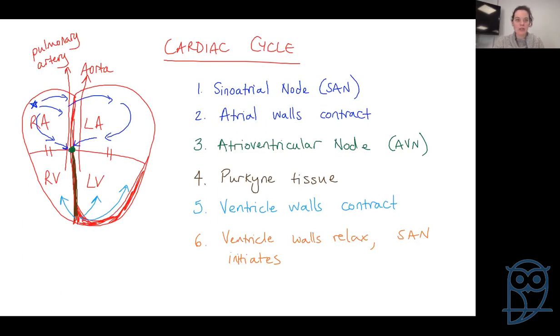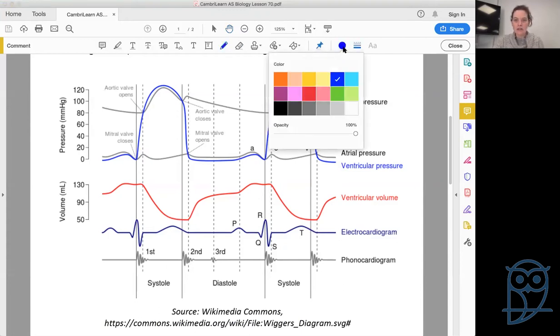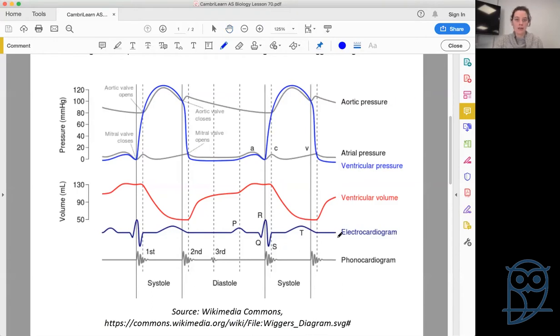In order to do so, we're going to switch to a PDF because I'm not drawing this diagram. So here we have a pre-made diagram from Wikimedia Commons, and we are working then on understanding what each of these lines mean and how they tie together. Okay, so we're going to actually start with the electrocardiogram, because that is the one that we've just been talking about, how the electrical impulse moves across the heart.